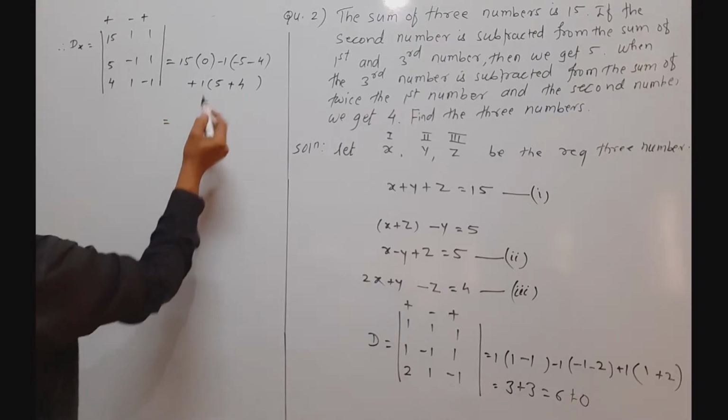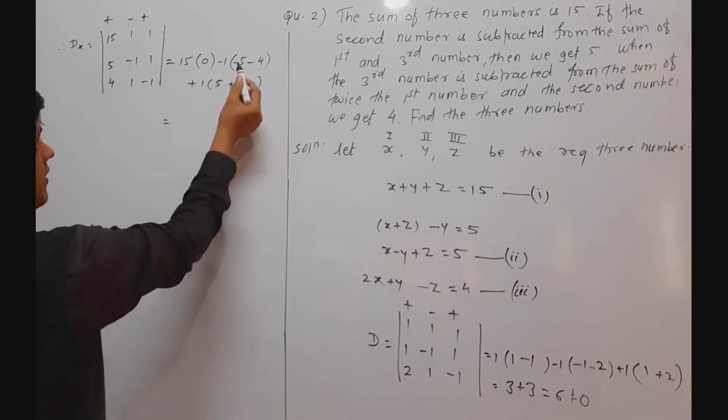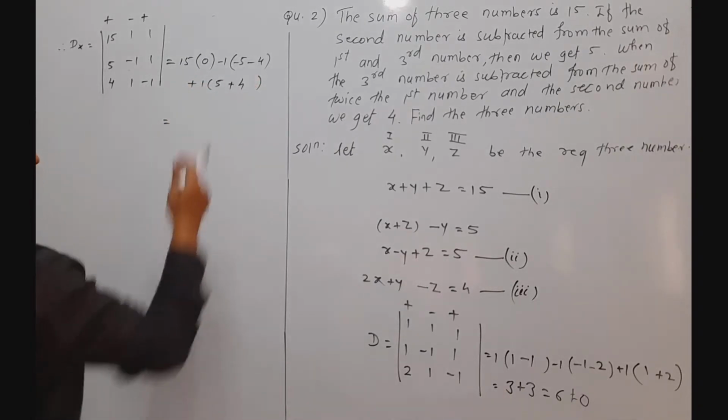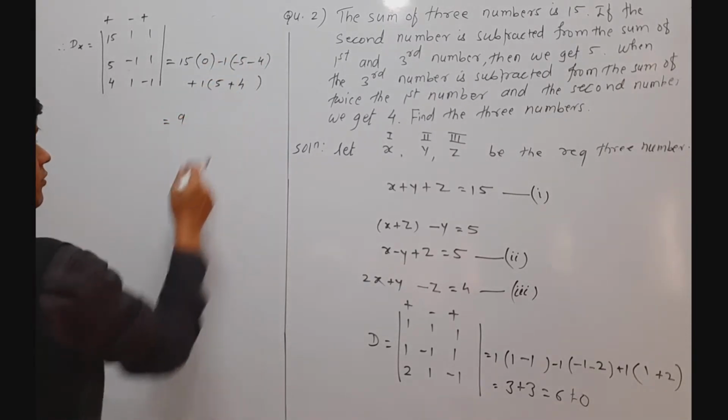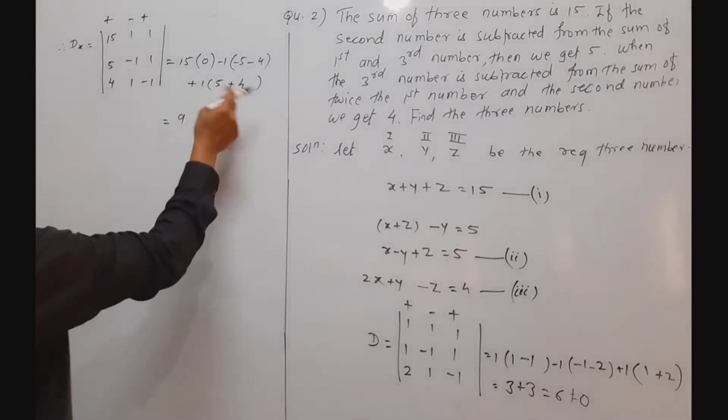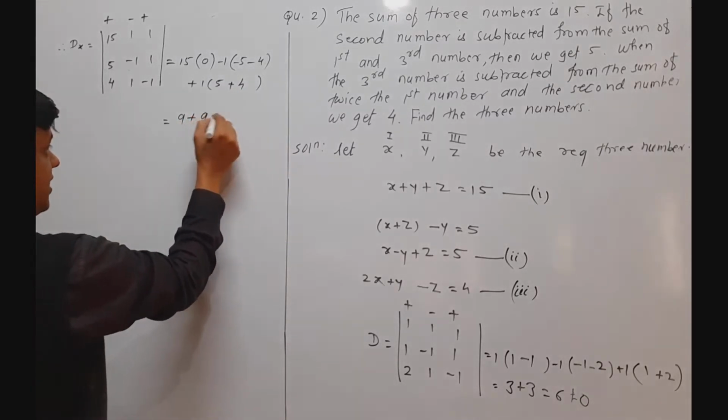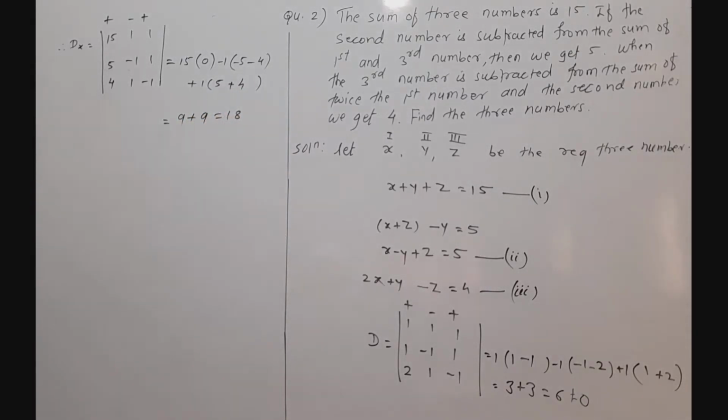So right here first term is 0. Minus 5 minus 4 is minus 9. Minus minus is plus 9. So right here plus 9. 5 plus 4 which is 9. So right here 9 plus 9 which is equal to 18.